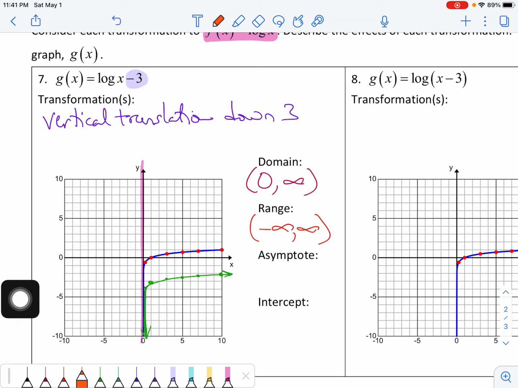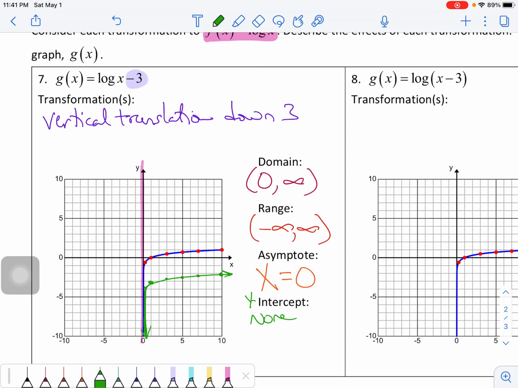All right, asymptote, we talked about it. It's this vertical line right here on the y-axis. Because we translated down, it didn't move. That's going to be x is equal to 0. And intercept, I'm going to go ahead and say for the y-intercept, there is none. For the x-intercept, you can't put 0 in for x. Well, that would have been your y-intercept anyway. And we don't have a method to solve these problems yet. So for a y-intercept, absolutely none.